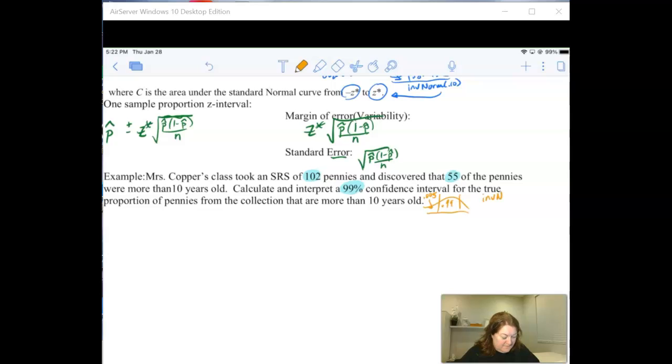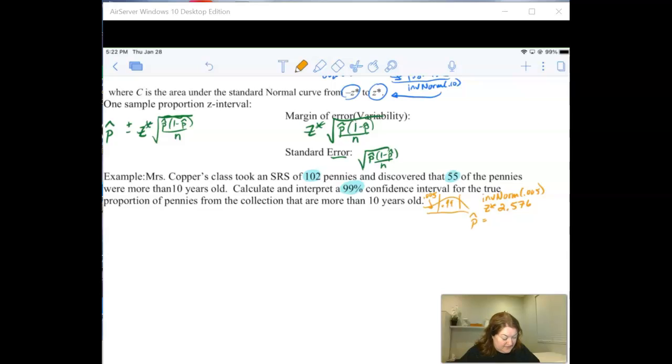So I'm going to be doing inverse norm of 0.005 to give me my z star score. And my z star score is going to be 2.576 when I do that. Okay. Then the other thing I need to calculate is my guess. What is the proportion based on what I have?